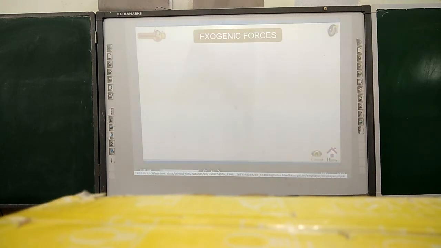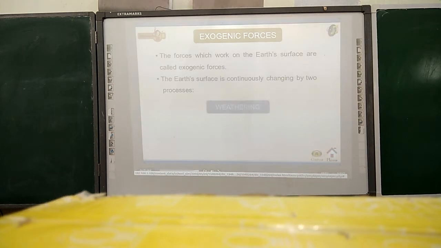Let us now move on to the exogenic forces. The forces which work on the surface of the earth are called exogenic forces. The surface of the earth is continuously changing by two processes: one, weathering, and two, erosion. We shall know about these processes separately in the following slides.